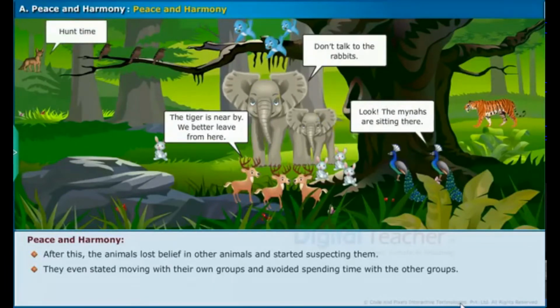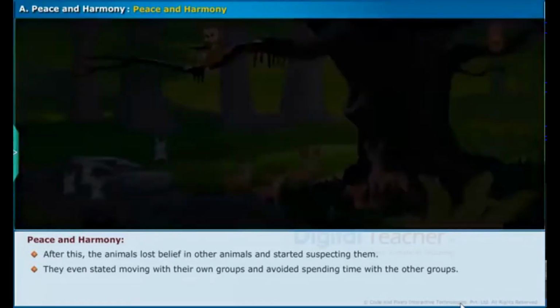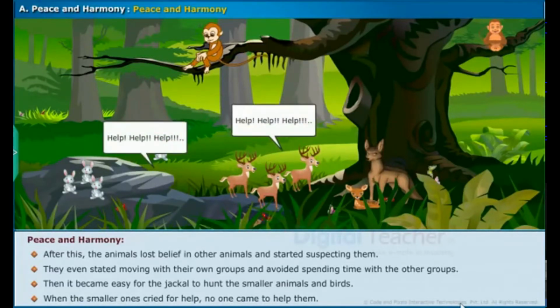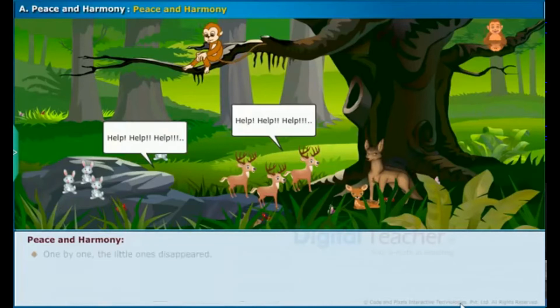Hunt time. Then it became easy for the jackal to hunt the smaller animals and birds. When the smaller ones cried for help, no one came to help them. Help! Help! Help! One by one, the little ones disappeared.